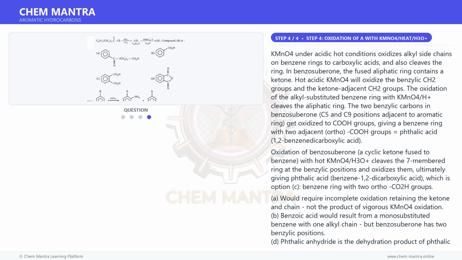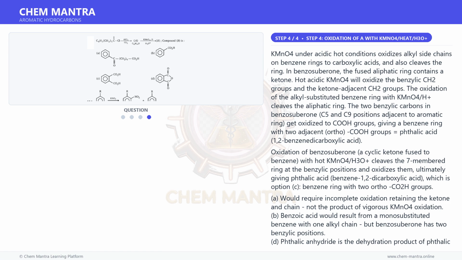The two benzylic carbons in benzosuberone, C5 and C9 positions adjacent to the aromatic ring, get oxidized, giving a benzene ring with two adjacent, ortho, carboxylic acid groups, equal to phthalic acid, 1,2-benzenedicarboxylic acid. Oxidation of benzosuberone, a cyclic ketone fused to benzene, with hot KMnO4/H3O+ cleaves the 7-membered ring at the benzylic positions and oxidizes them, ultimately giving phthalic acid, benzene-1,2-dicarboxylic acid, which is option C. Benzene ring with two ortho COOH groups.